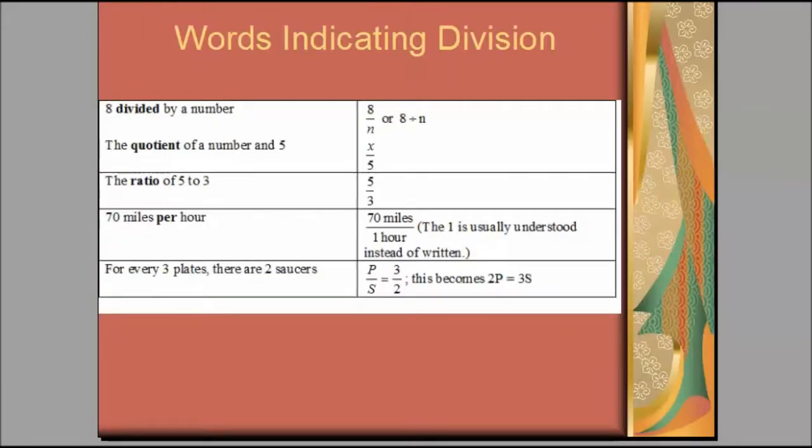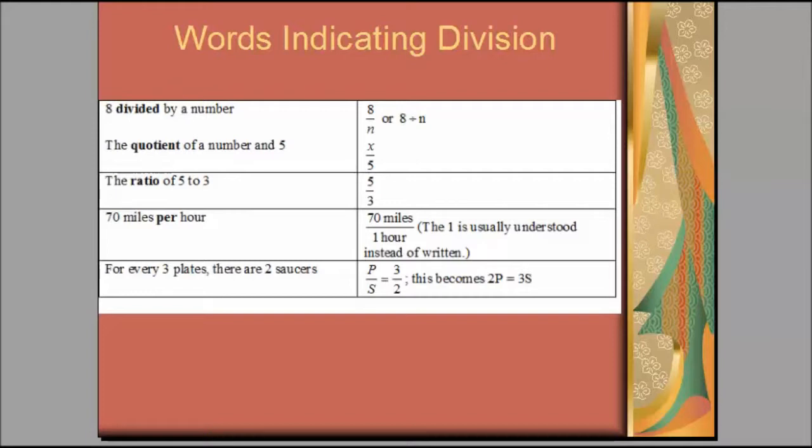Here are some phrases indicating division. 8 divided by a number obviously is 8 over n, or 8 divided by n. The quotient of a number and 5 is x over 5. The ratio of 5 to 3 may also be expressed by a fraction, and remember that a fraction implies division. The number in the denominator is what you're dividing by. 70 miles per hour can be written as 70 miles over 1 hour, and the 1 is usually understood instead of written. But per is a rate, and somewhere in there you are dividing.